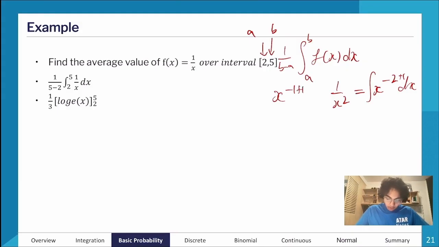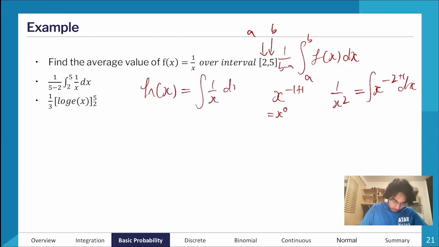But with this, if you add 1, this is just x to the power 0, and you can't divide by 0, right? But luckily the integral of 1 on x ends up being the natural log of x, right? So that's just the natural log of x. Let's quickly write this out like this, right? And so that's all that's being used to convert from here to here.